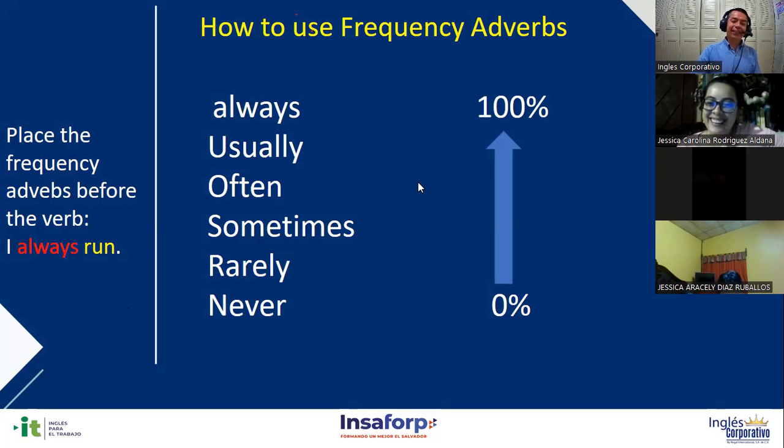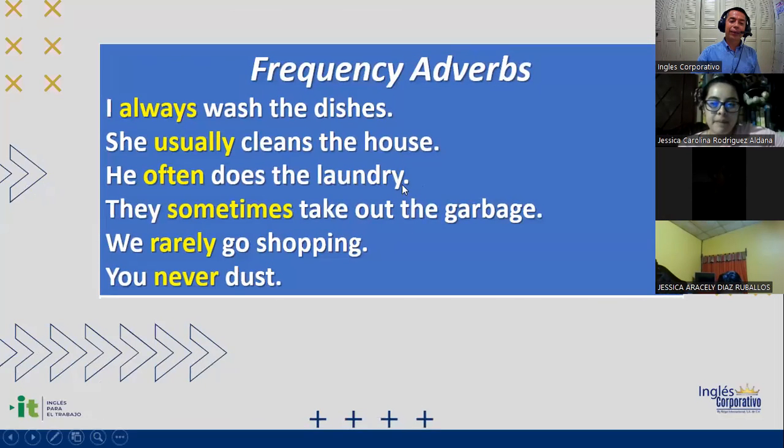Okay, that's it, right? Now, look at the example. I always wash the dishes. She usually cleans the house. He often does the laundry. No do, does the laundry. They sometimes take out the garbage. We rarely go shopping. And you never dust. Repeat after me, please.